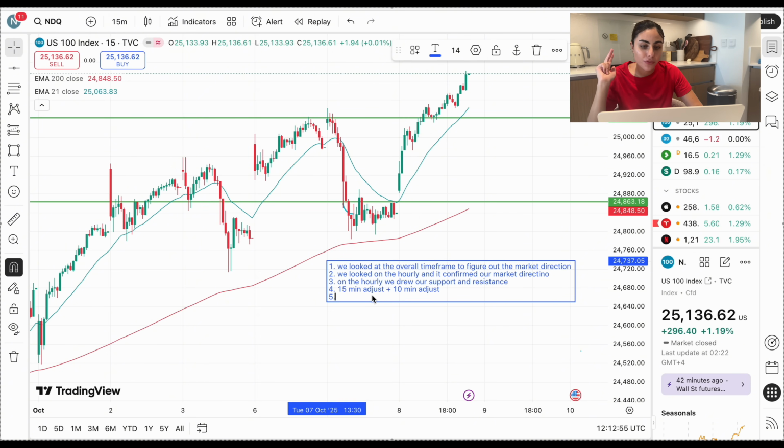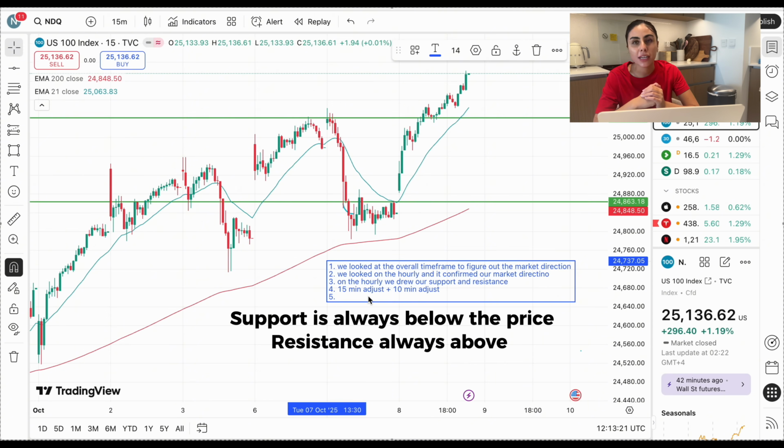And then number three, on the hourly time frame, after we figure out the market direction, we draw our support and resistance line. But for now, we draw our support line as we are trying to buy. And essentially, always remember your support level always has to be below the price and your resistance level is always going to be above the price.